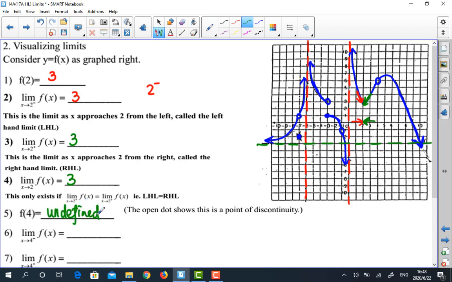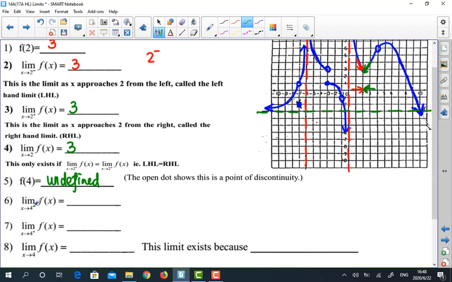There's no y value for this open circle, for this point of discontinuity. But does this point of discontinuity affect the limit value around 4? Let's look at 6. What is the limit value of y when x is approaching 4 from the left-hand side? Even though this is a hole, we can see the y value is approaching the y value of this hole, which is 6. What is the right-hand limit?